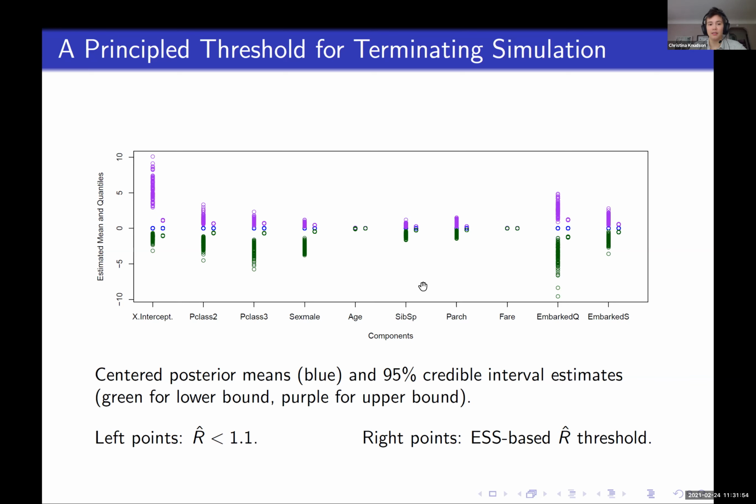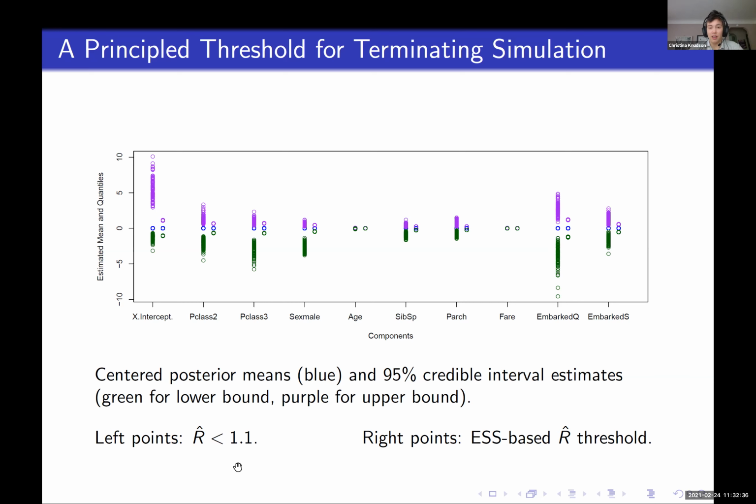Okay, so what we can see is that we have a lot more variability in all of the left sets of points. For the intercept, the left sets of points have a lot more variability. For male, the left set of points have a lot more variability. All across the board, with maybe the exception of fare, because the scale is so small, all of the left sets of points have a lot more variability, meaning that when we terminate according to R hat less than 1.1, we have a lot more variability in the coefficient estimates.